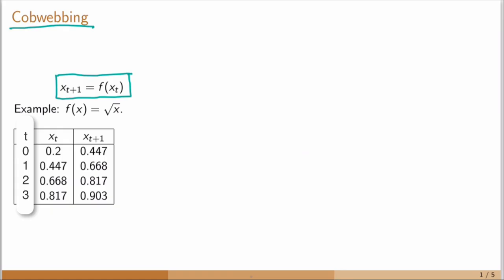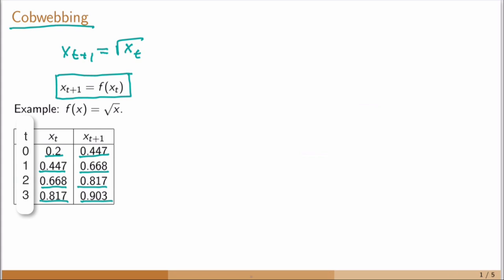So here, for example, I have f of x is square root of x. So then the corresponding difference equation is x t plus 1 is equal to square root of x t. And here I give you an example. If I start with 0.2 and sub it in, then I get the square root of 0.2, which is 0.447. And then I take the value 0.447 and I sub it in, and I get 0.668. And then 0.668 substituted gives 0.817, and then 0.817 goes to 0.903, etc., etc. So we can do this on the calculator. But how to do it graphically?